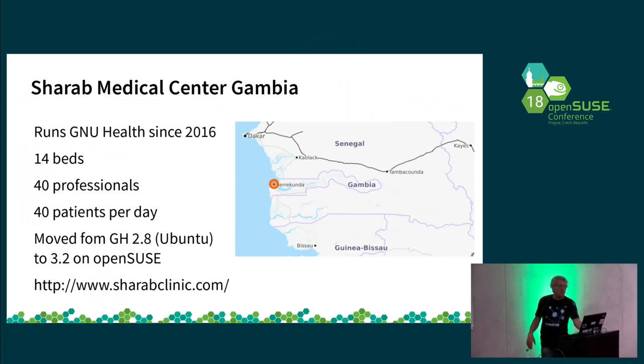3.2 is, by the way, the actual version of GNU Health. And they migrated to openSUSE, did the database conversion, because with each version of GNU Health there are slight changes in there. But database conversion is described quite well. So in between, they have it running. They are very happy with it, and they are stating that the system is even more responsive under openSUSE than it was before under U. What was the name of the distribution with U? I don't know, forgot it.